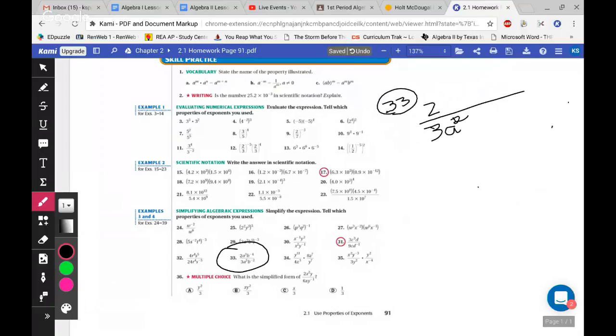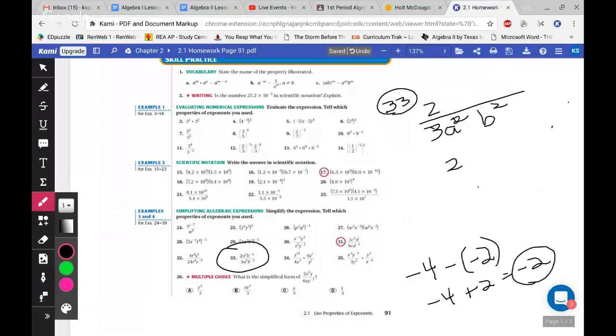And then we've got b to the -4 with b to the -2. So that's technically -4 minus -2, which is -4 plus 2, which equals -2. So it's b to the second, because it's negative, the exponent would end up being negative. So your final answer is 2 over 3a squared b squared.